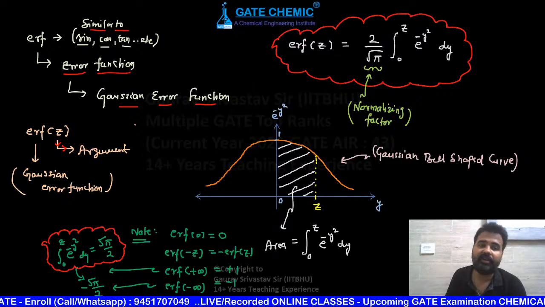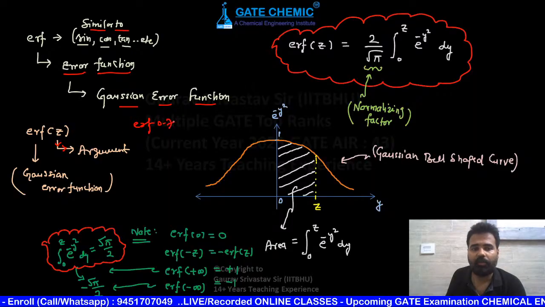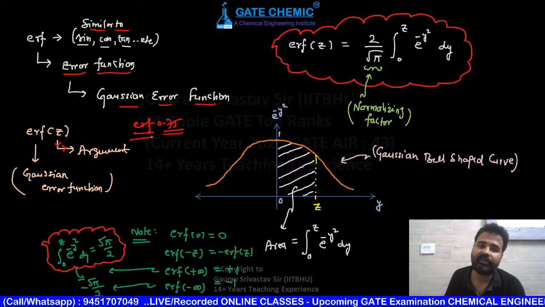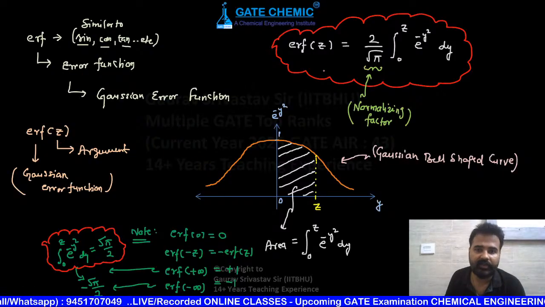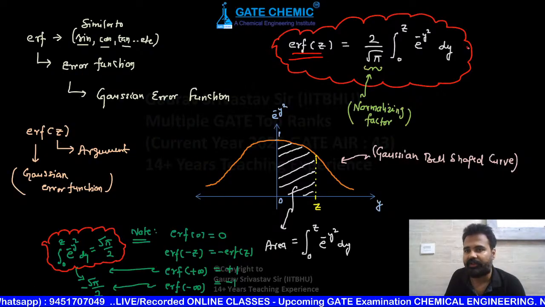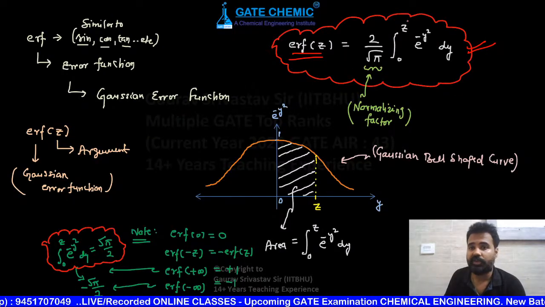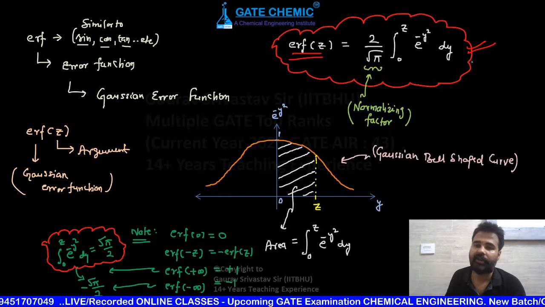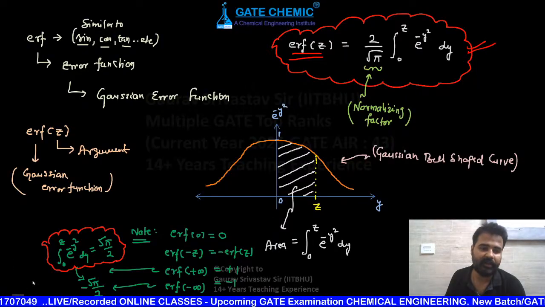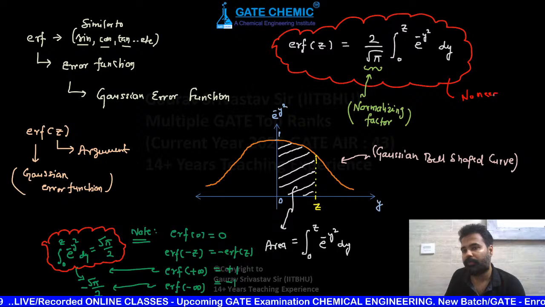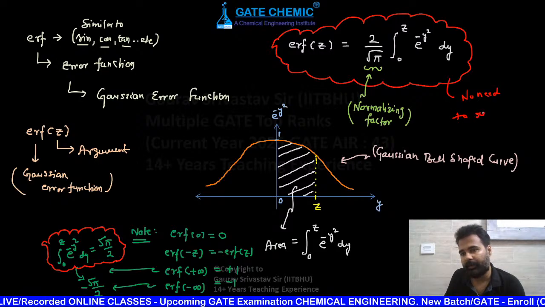Maybe in place of z they are writing erf 0.75. So this 0.75 is the argument of this error function. Actually this is the expansion of this error function, and no need to remember it: 2 by root pi, integral 0 to z, e raised to power minus y square dy. No need to remember.